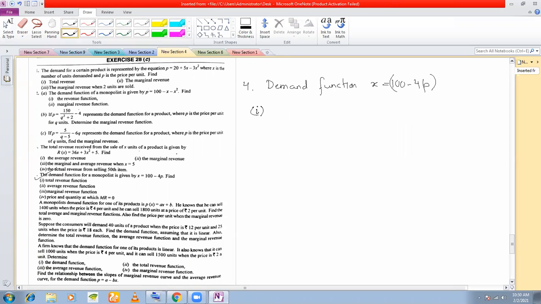Price per unit into output, right? So do we know the price per unit? We don't know the price per unit, but we know X in terms of P, right? So what we can do is find out P in terms of X. So what is P here? P here is 100 minus X divided by 4. So this is the price per unit, which can also be written as 25 minus X by 4, isn't it?